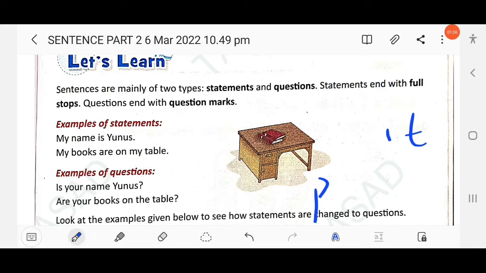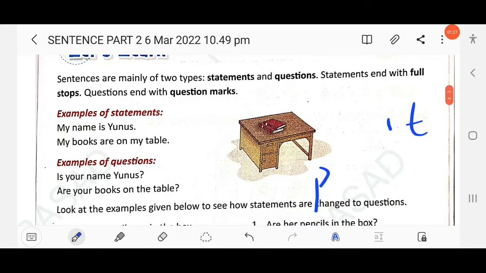Sentences end with full stops, questions end with question marks. According to the mood of the sentence we have to use a full stop, question mark, or exclamation mark. Look at the first example: My name is Yunus. This is a positive statement. The second one, my books are on my table, is also a positive statement.